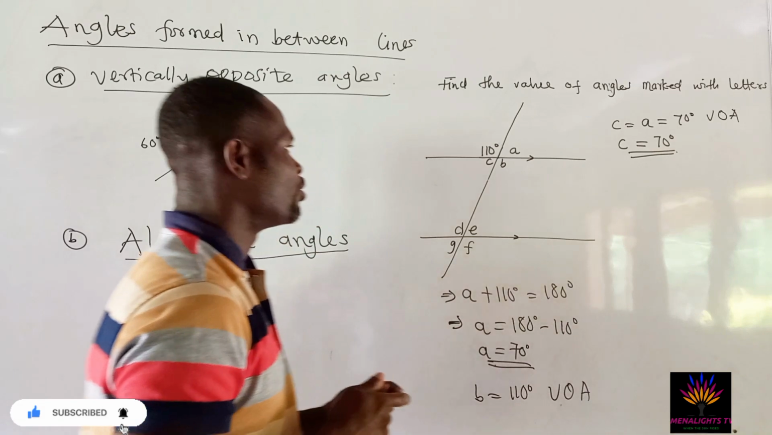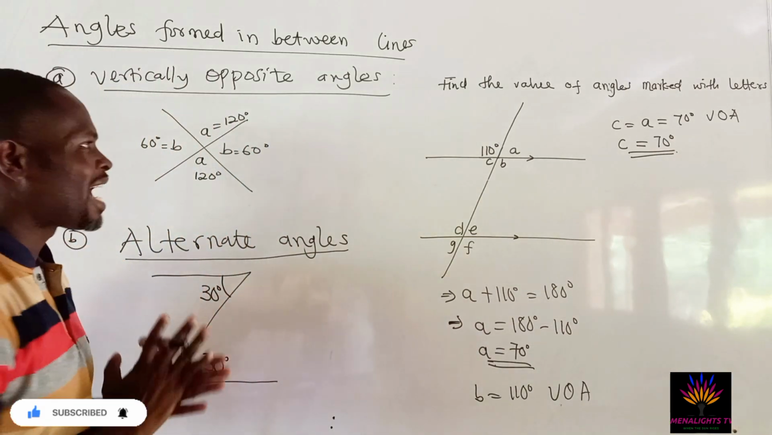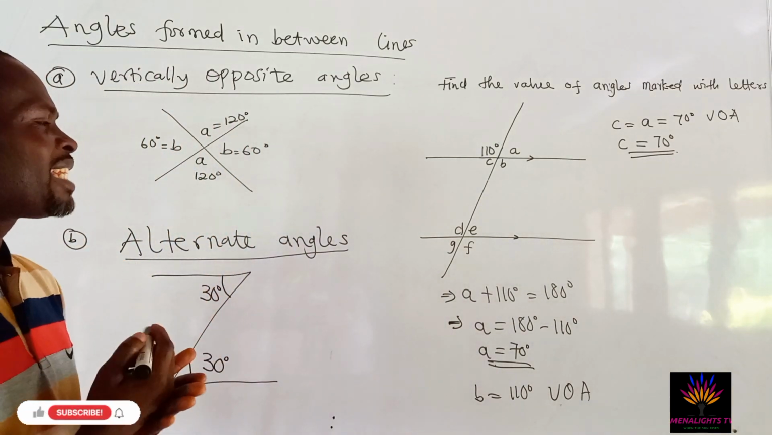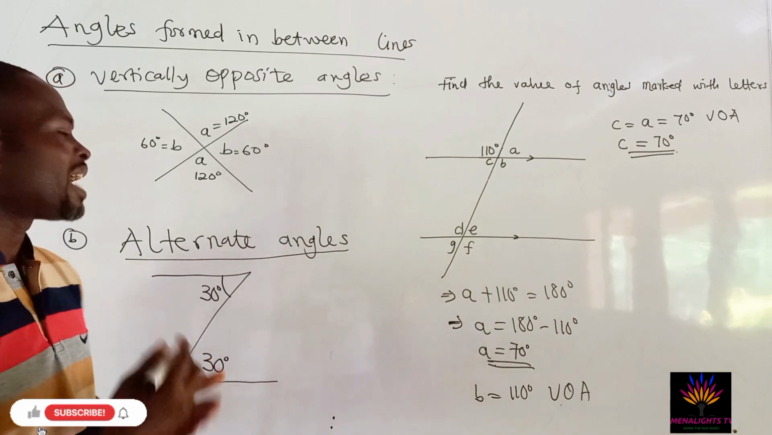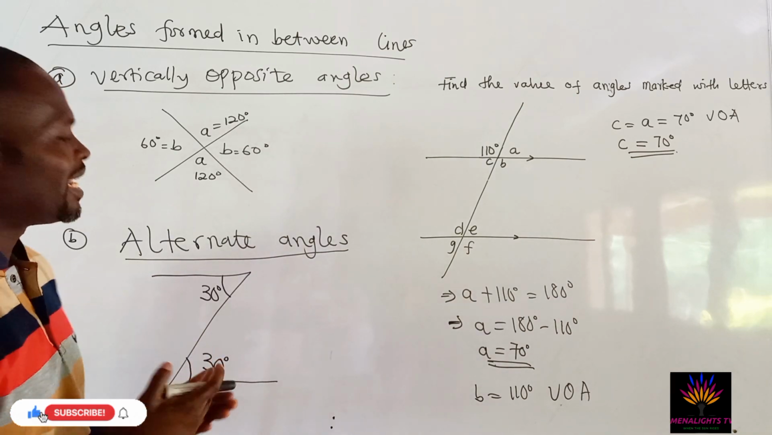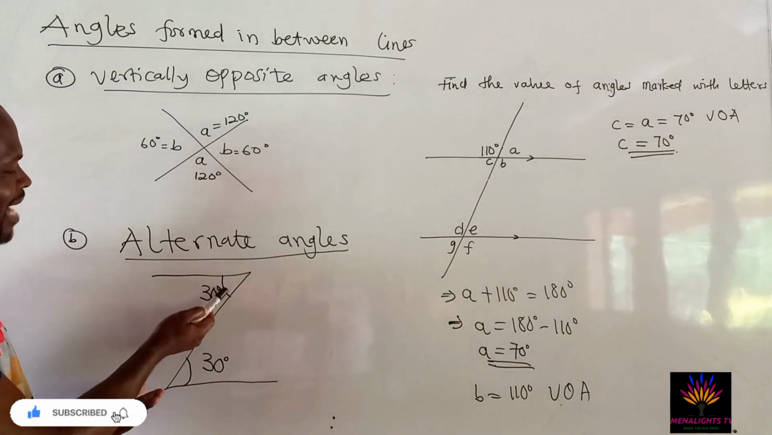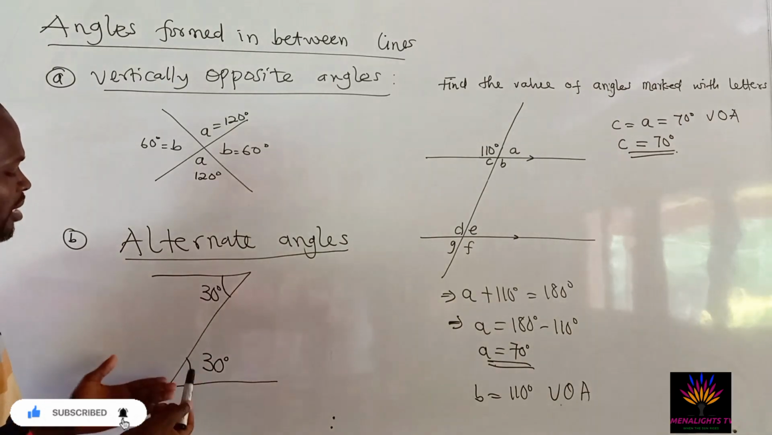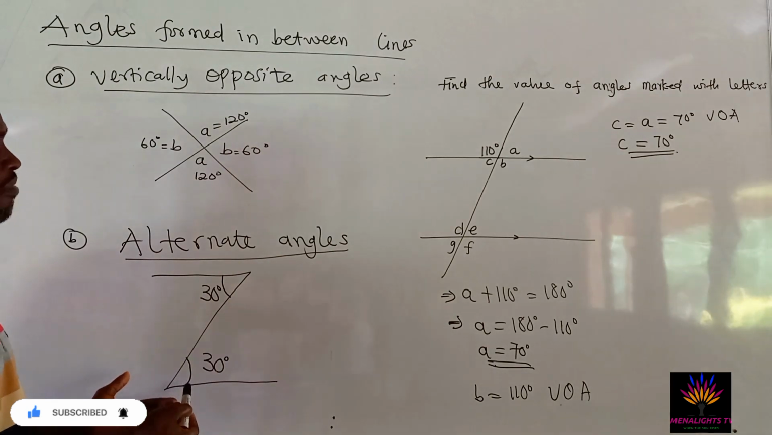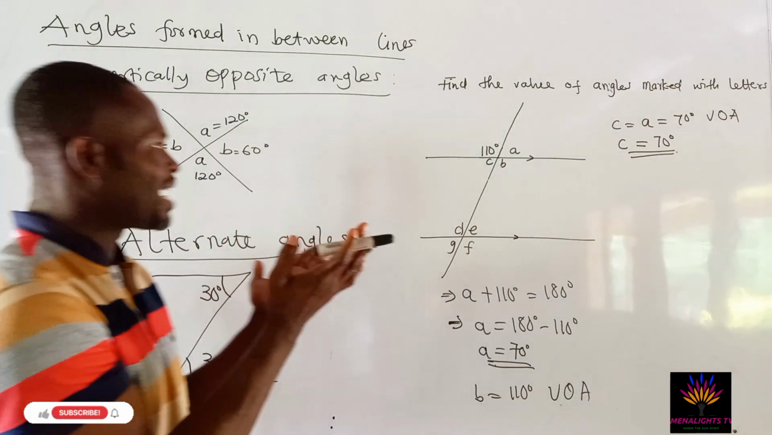Now let's get back to alternate angles. And we say alternate angles are formed at the corners of Z, the letter Z. So when you look at this and this, they are alternate. So the value of this angle is the same as the value of this angle that we have here. Now let's take this to our diagram.